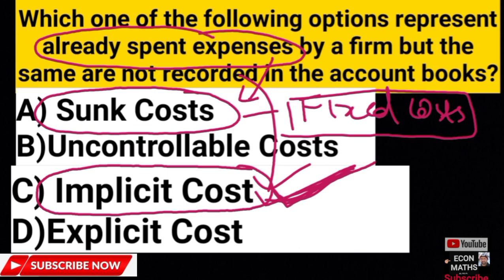So the correct option would be implicit costs, though there is some slight confusion in the question itself, because it says already spent expenses, for the implicit cost. There seems to be some contradiction, but the most appropriate option here seems to be the implicit cost.